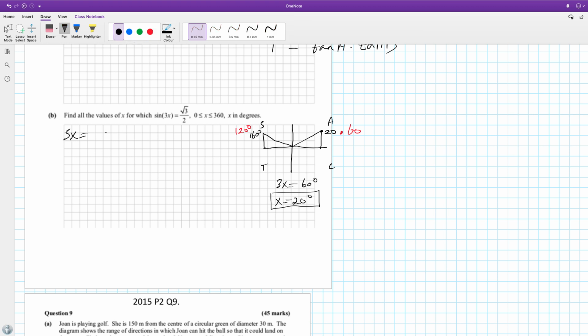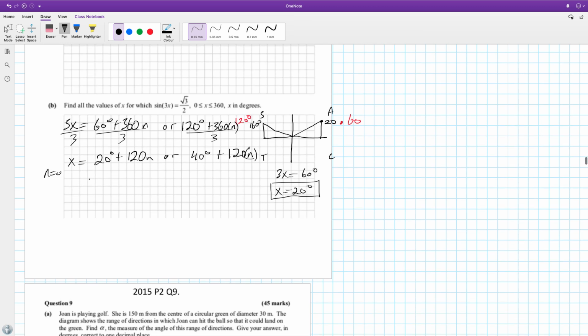So 3x is equal to 60 degrees plus 360n, or 120 degrees plus 360n. Divide across by 3. x equals 20 degrees plus 120n, or 3 into 120 is 40 degrees plus 120n. Is that okay?